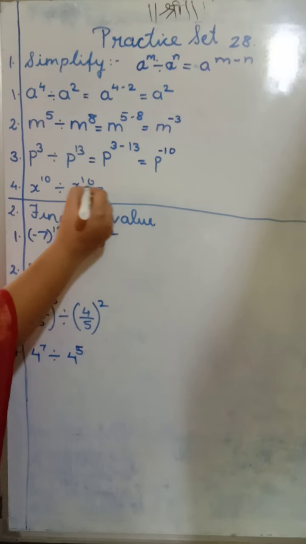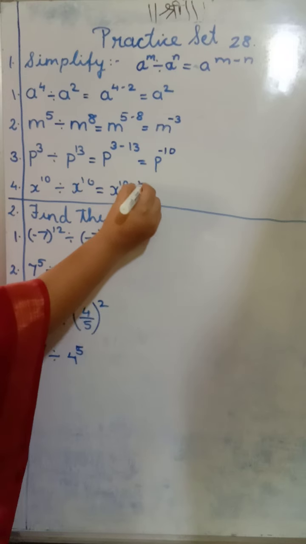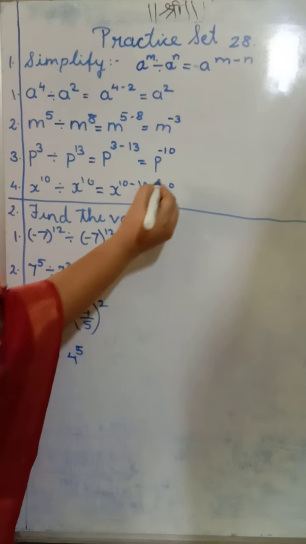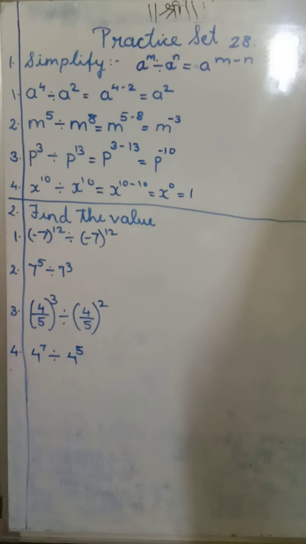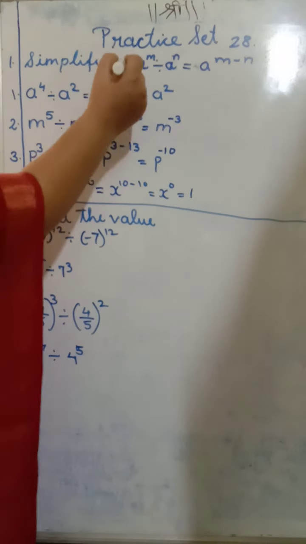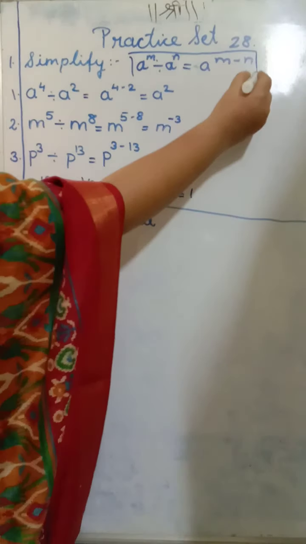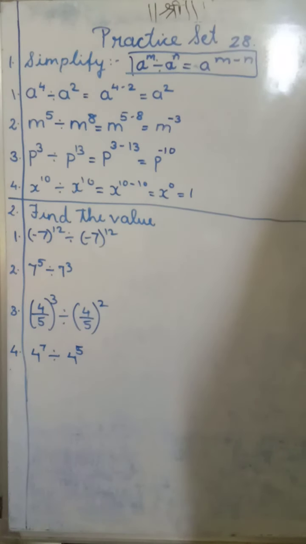Next, x raised to 10 minus 10, that is equal to x raised to 0, and when it is a 0 index, then the answer is always equal to 1. X raised to 0 is equal to 1. Here they have just said simplify, so we have simplified it. Now we will find the value.